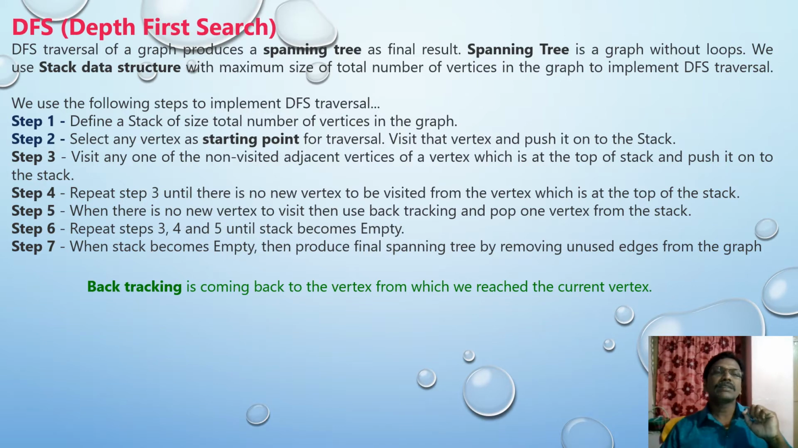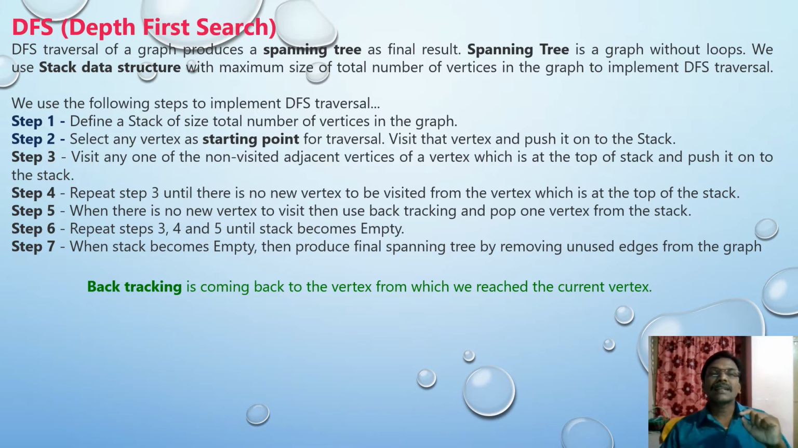The first one is depth first search. This is DFS. DFS traversal of a graph produces a spanning tree as the final result. It means visiting all the nodes without creating a loop at the time of traversal, the graph produces the final result, a spanning tree. A spanning tree is a graph without loops.